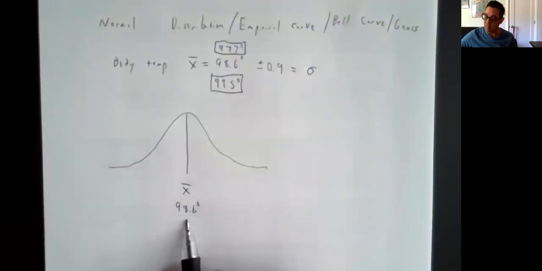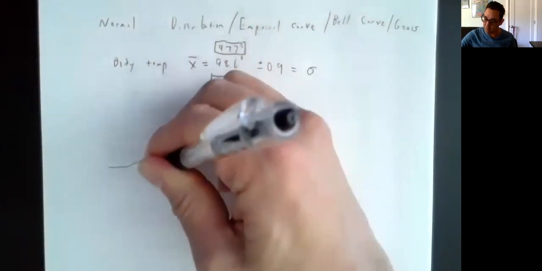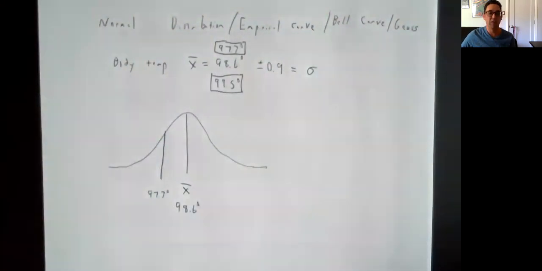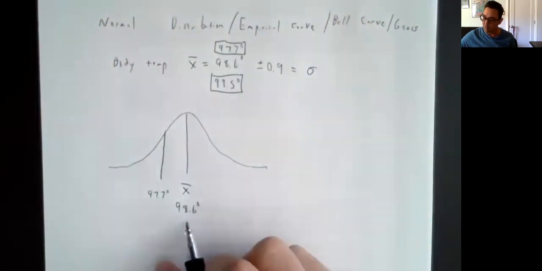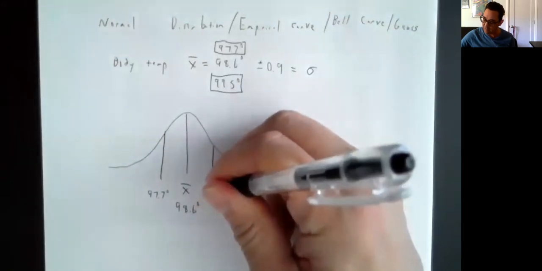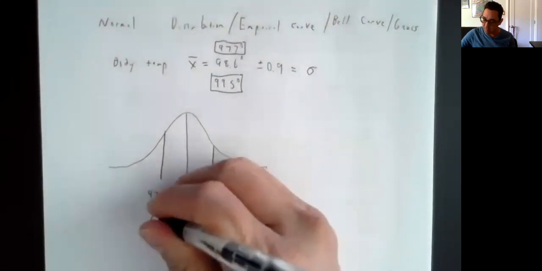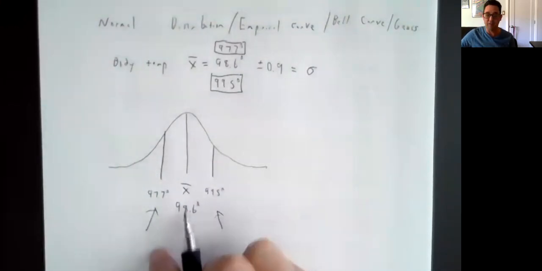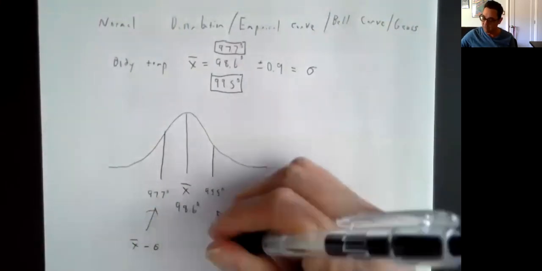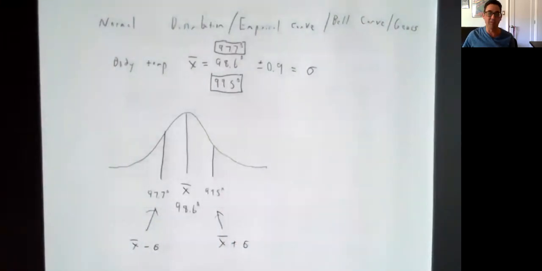Okay, so the middle is the mean. And then if you go one standard deviation below it, you'd be at 97.7 degrees. You're still considered healthy. And if you go one standard deviation above this mean to 99.5 degrees, this range is still considered healthy. Now this number and this number, remember this number is the X bar. This number is called the X bar minus the standard deviation. And this number is X bar, 98.6, plus the standard deviation, okay?